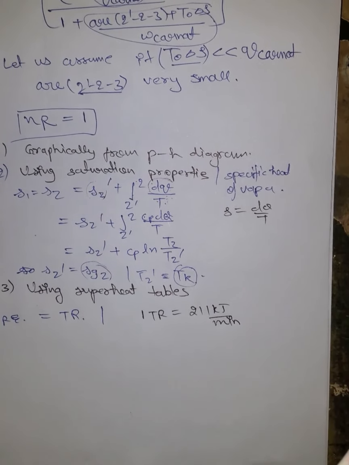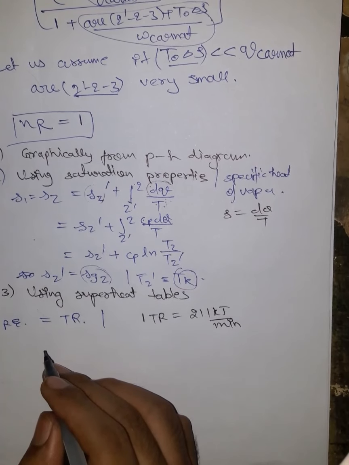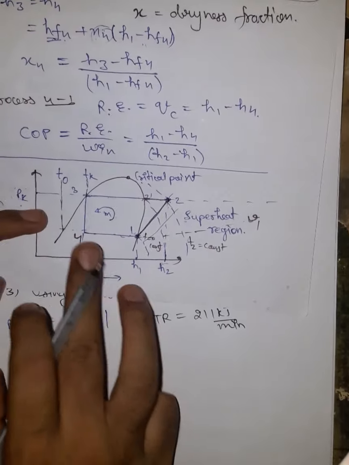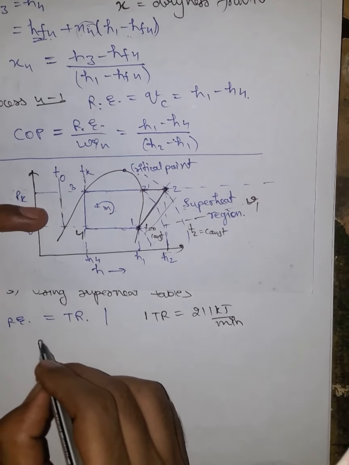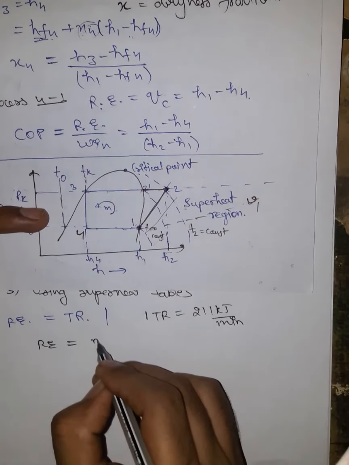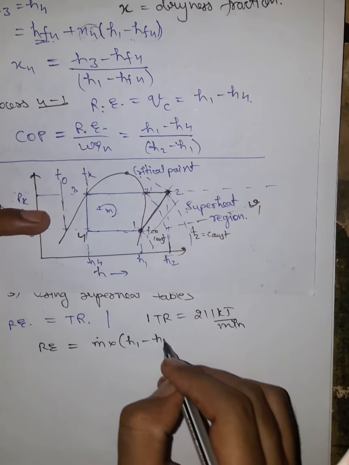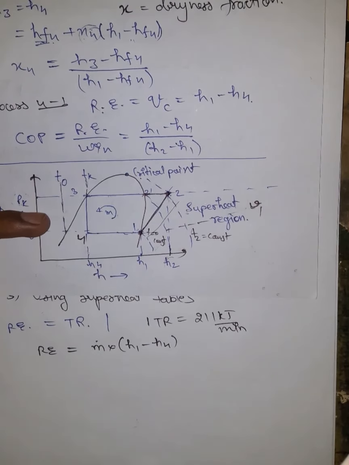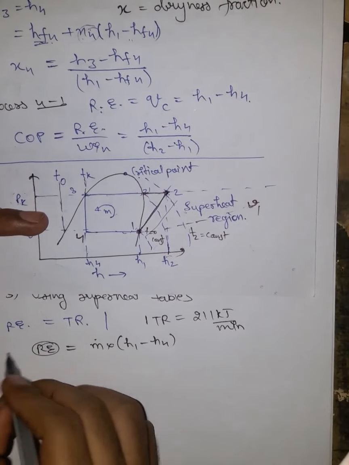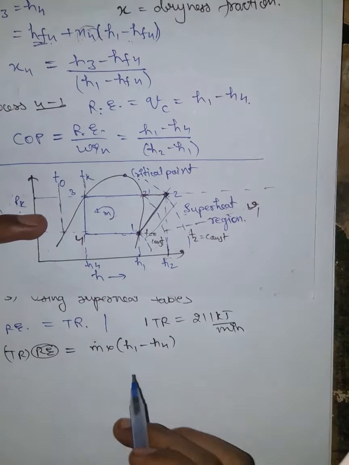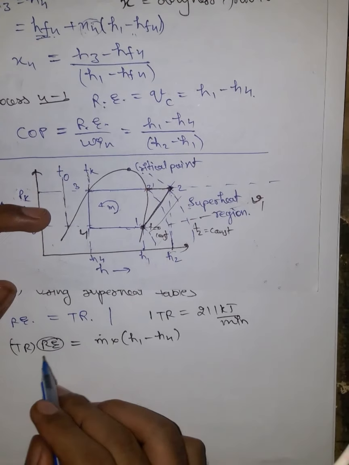If we talk about the heat exchange, that is the refrigerating effect from 4 to 1, what would it be equal to? It would be equal to mass flow rate into the enthalpy change, that is H1 minus H4. Now this refrigerating effect, if it is given in tons of refrigeration, then we need to make the unit the same on both sides.